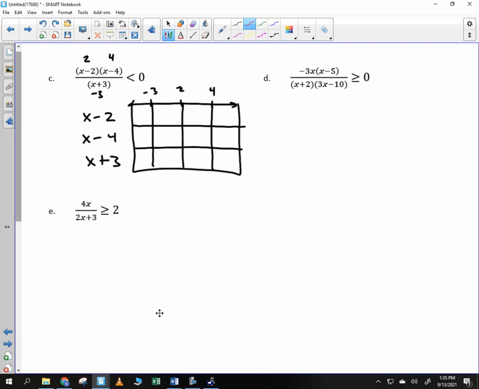We're now going to test numbers. We don't plug in -3 or 2 or 4. Those will produce simply 0 on the top or bottom. I need to plug in a number to the left of -3. Birthday girl, number to the left of -3. What do you want?